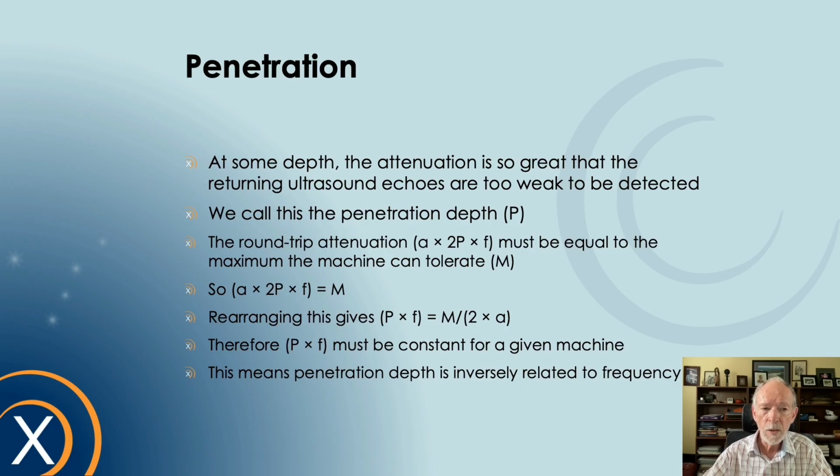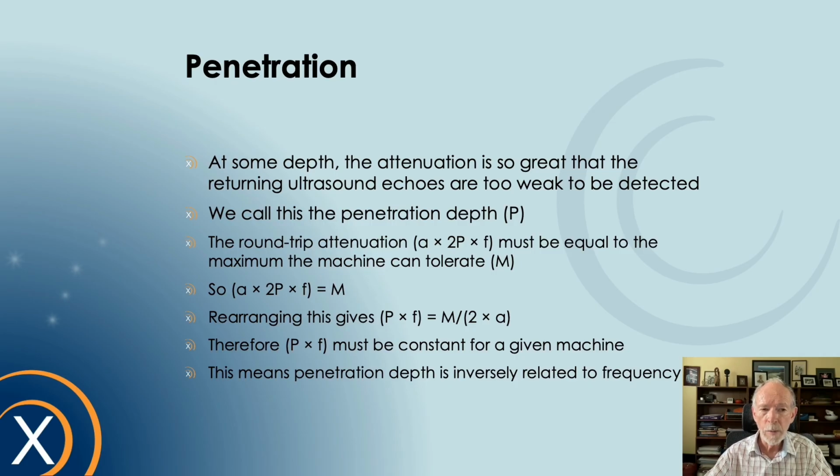So for echoes at this particular depth, there's so much attenuation that we're right on the edge of the echoes being undetectable. At greater depths, the attenuation will be too much and the echoes will not be detected. For smaller depths, the echoes will be detected and will be displayed in the image. So it's the limit of penetration. It's the maximum penetration that we can image.